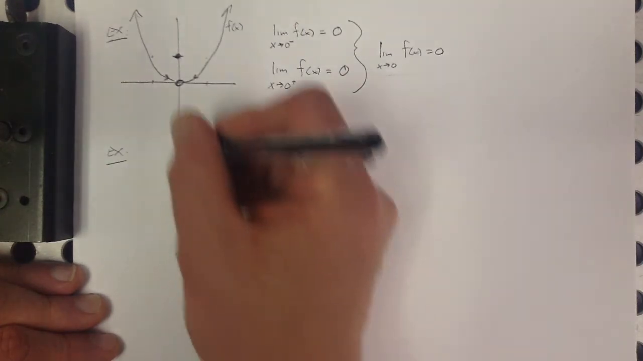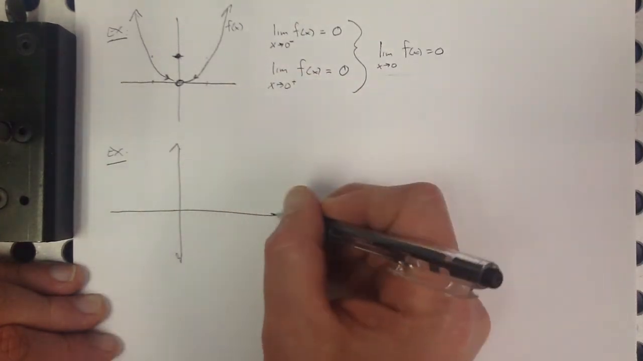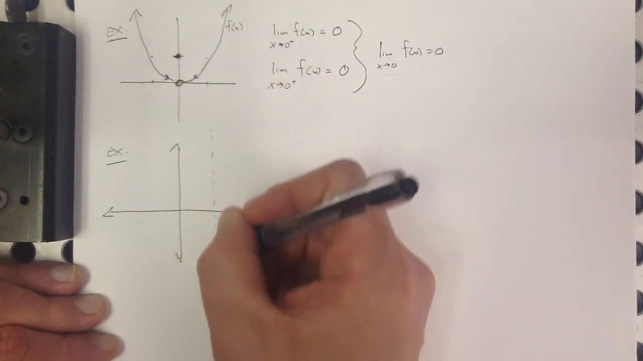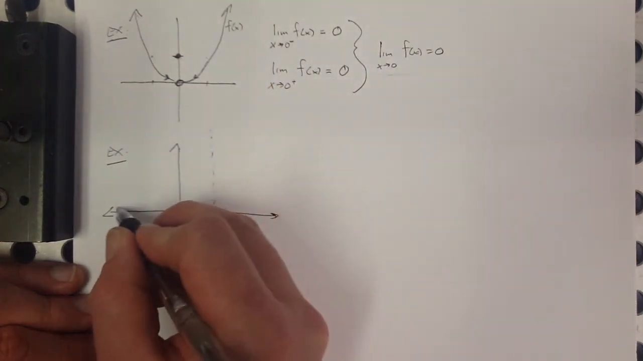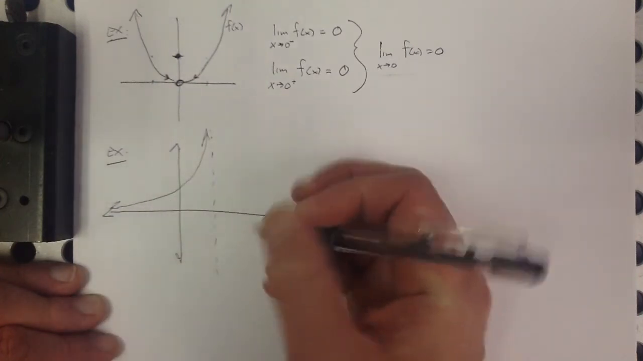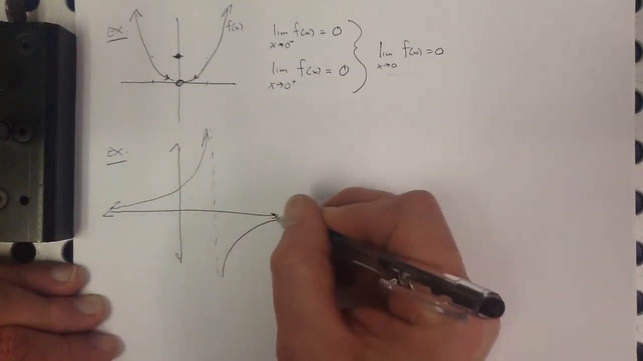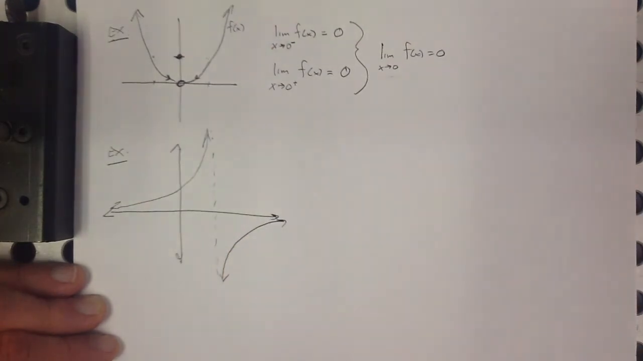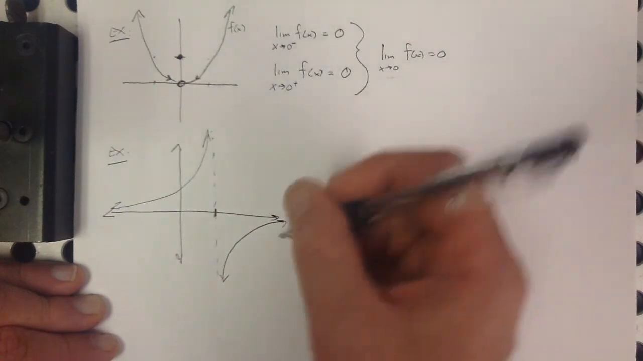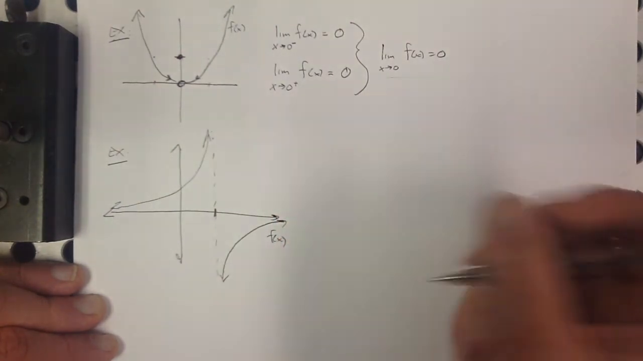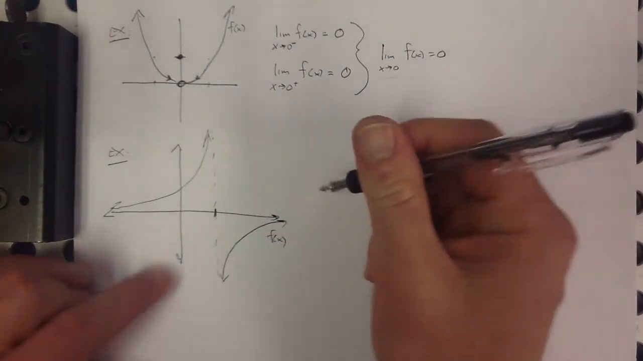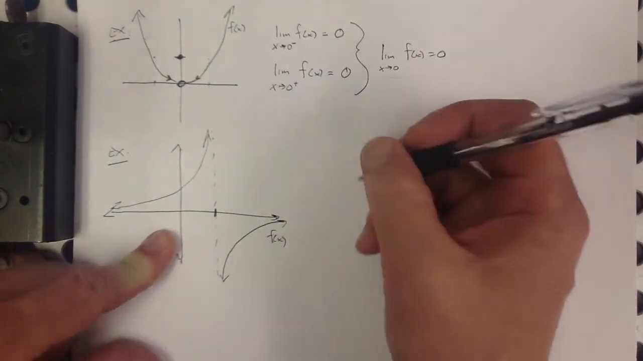Now, what about a function like this? This is a function that has a vertical asymptote. And we'll say that that vertical asymptote is at 1. So here's our f of x. It looks like this. You've seen functions like that before. Some kind of rational function, maybe.